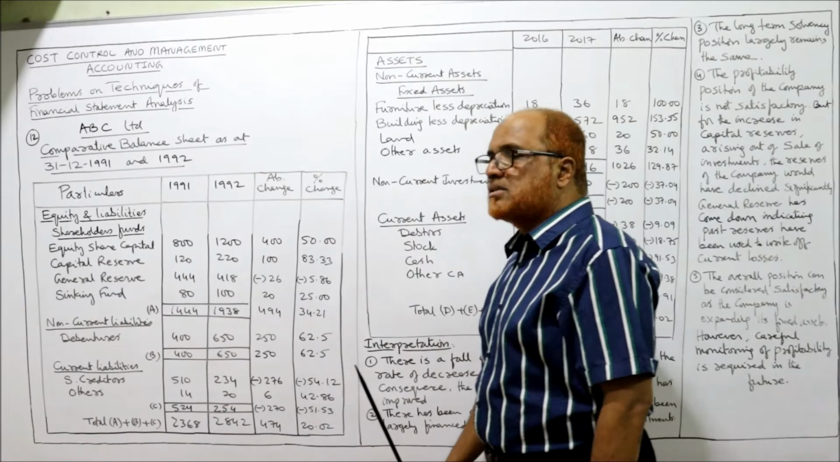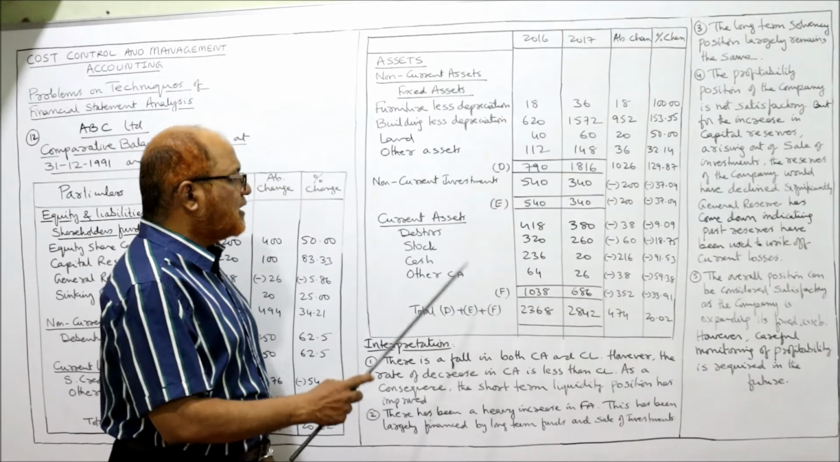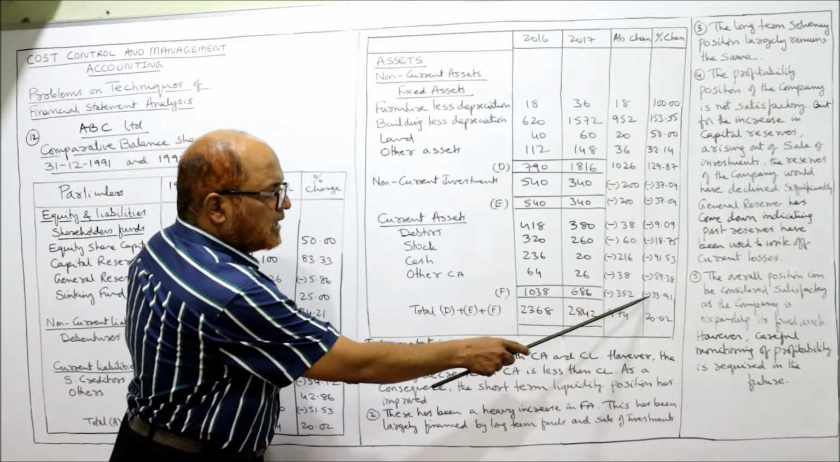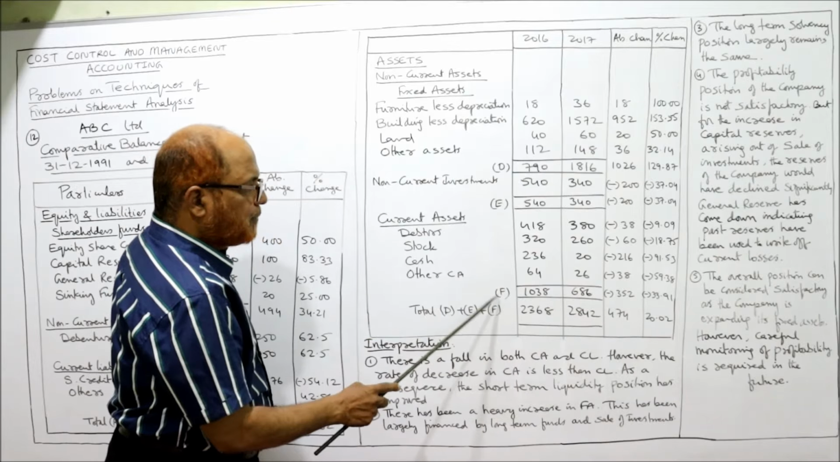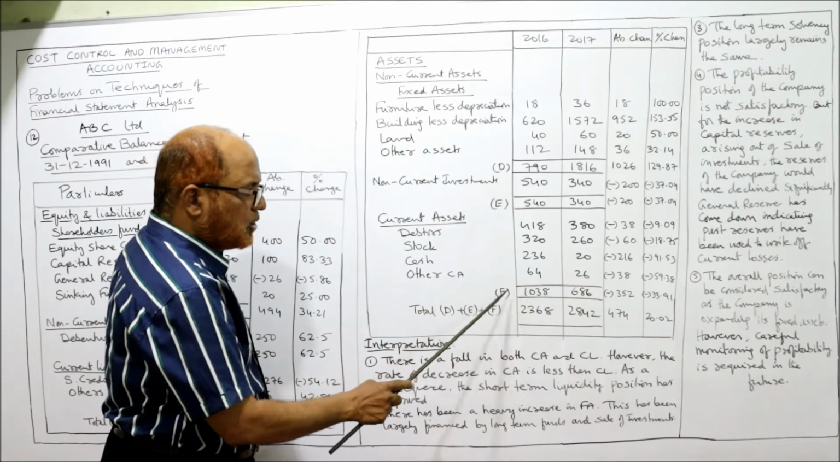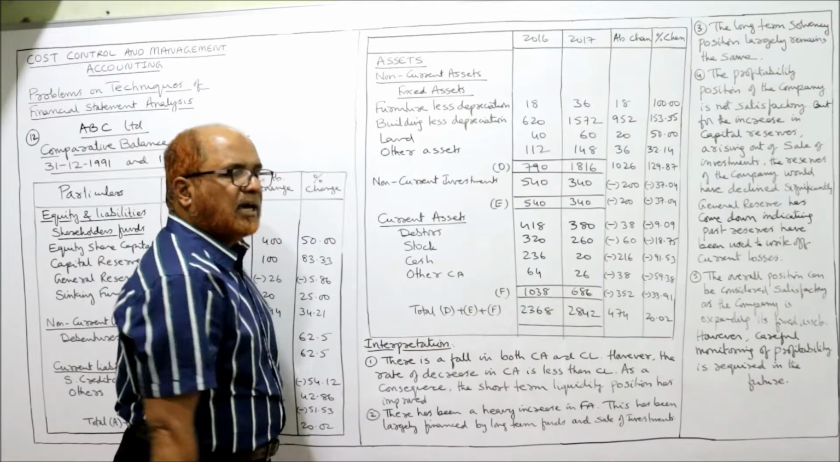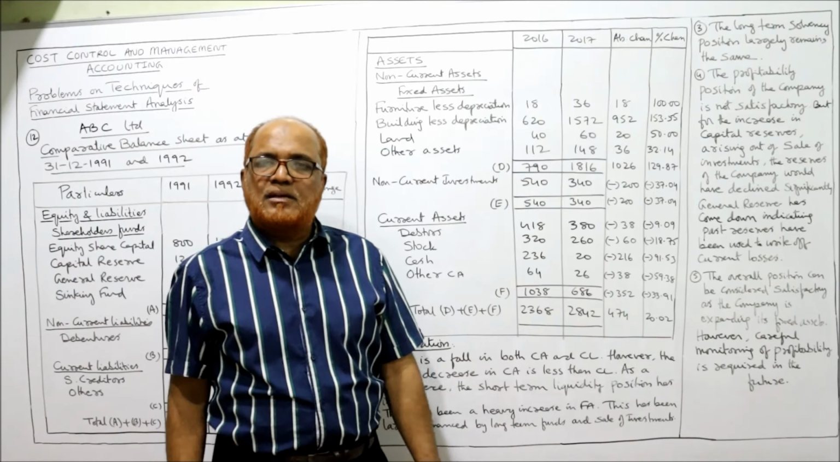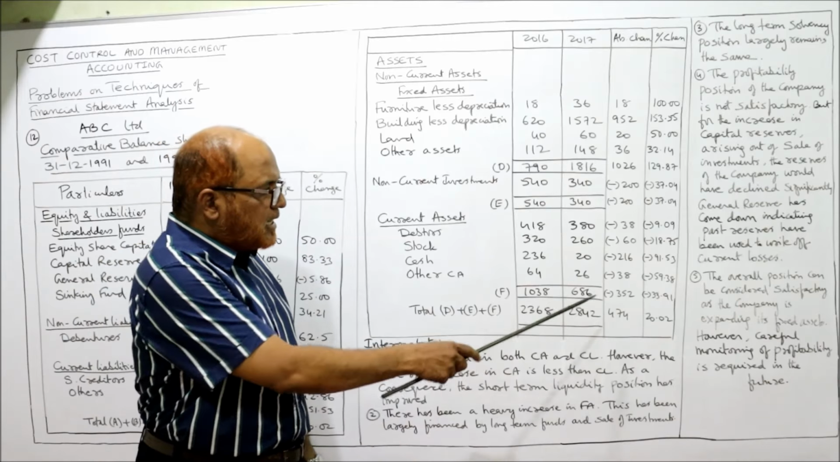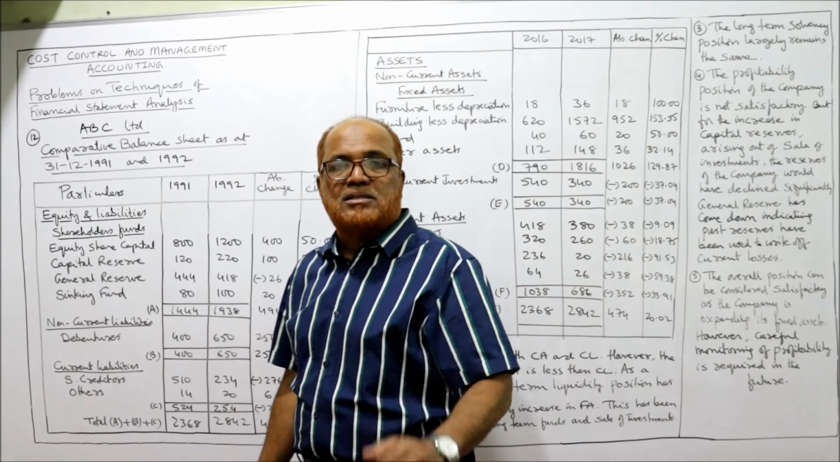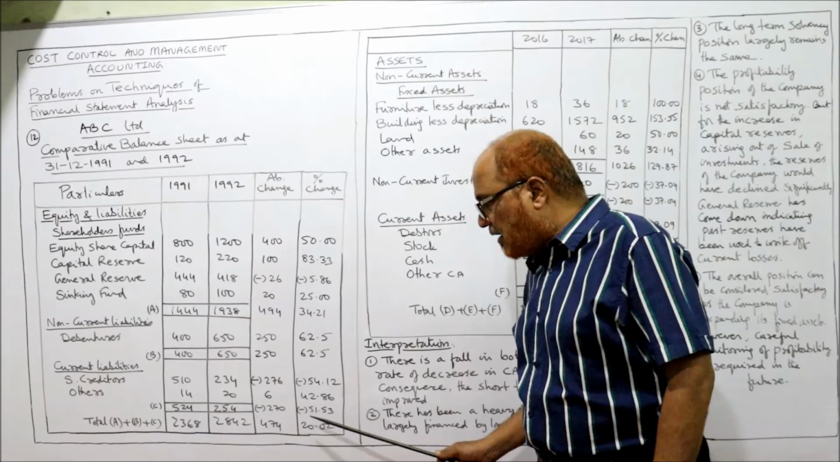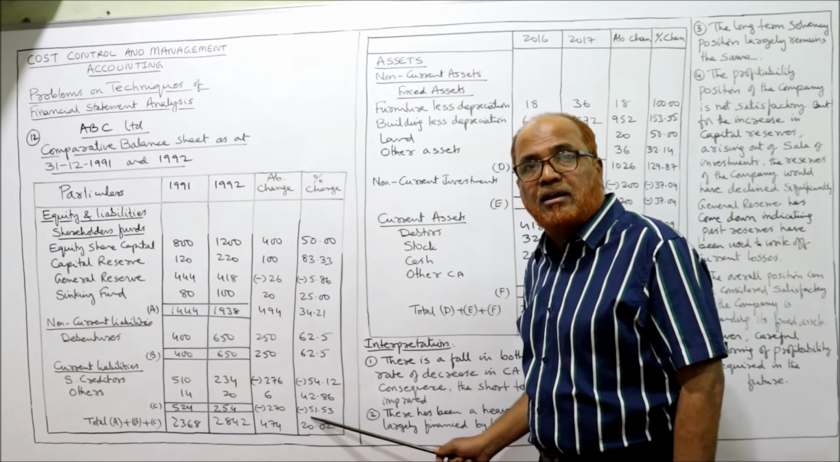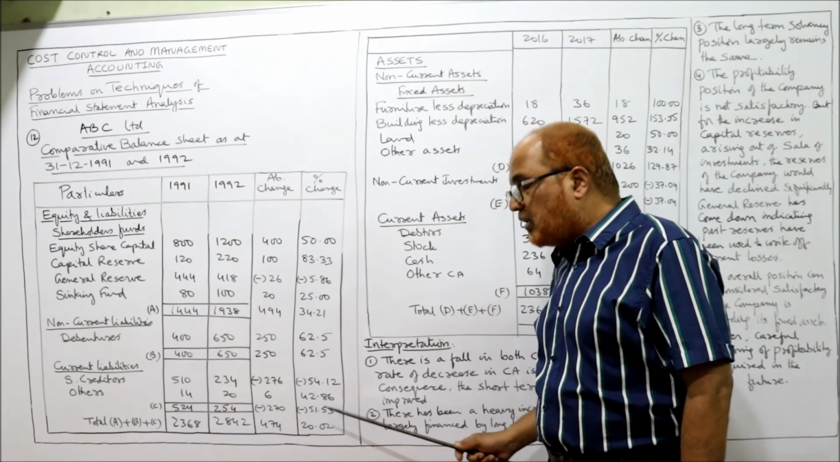Now come to current assets. See what is the percentage of current assets here: minus 33.91. You should look at the total of all the 4 current assets, 33.91. That means the current assets have decreased at a lower rate, whereas current liabilities have decreased at a higher rate, minus 51.53.